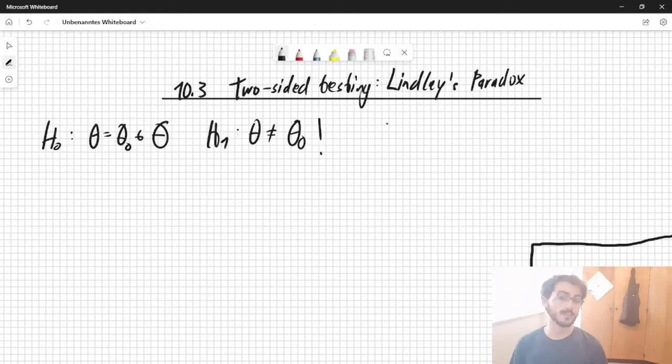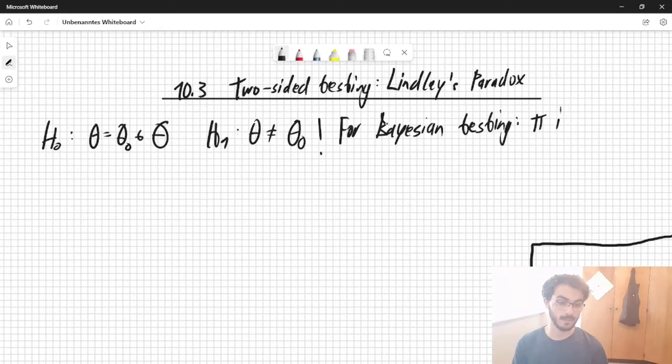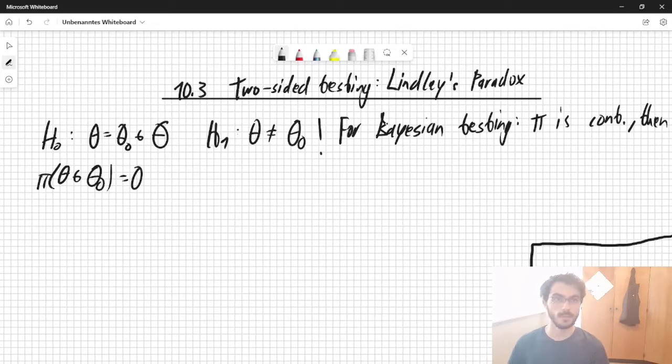Why is this so interesting? Well, for Bayesian statistics, you seem to have a paradox. Because if pi is continuous, which is what we usually do when we have a large interval as our parameter space, then the probability that theta is in theta 0 is just 0. Of course it is, because theta 0 only has one value. The probability to have exactly one value for a continuous distribution is 0. So this is a problem. And the question is, how do we deal with this if we have a continuous measure? The answer is we don't. We just take a different measure.